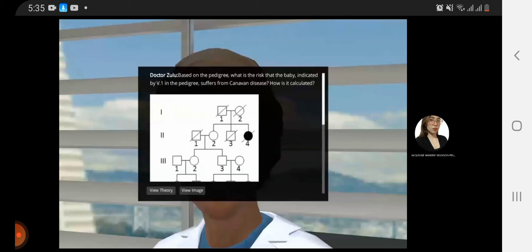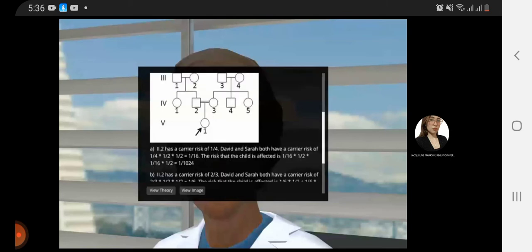Ayan. Sandali lang ha. Kunin mo nga. Ano yung katawan paluan?